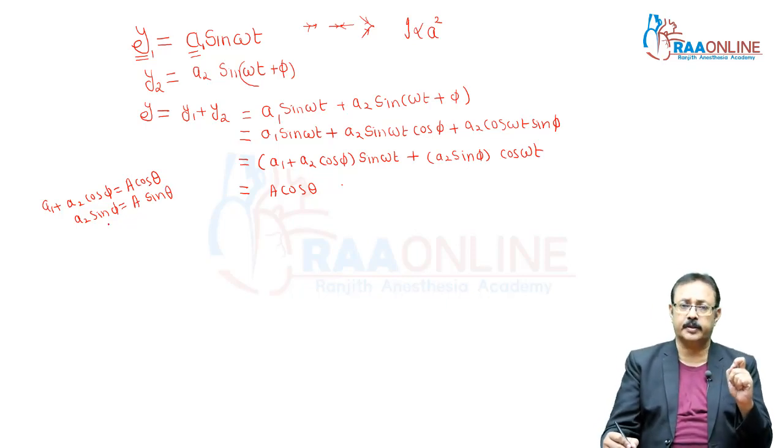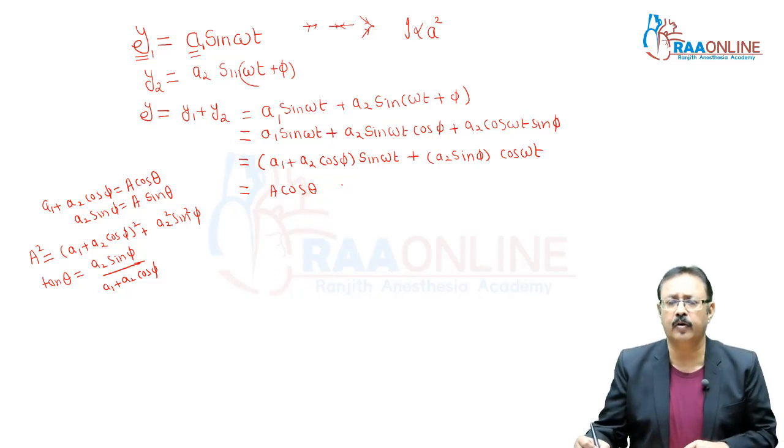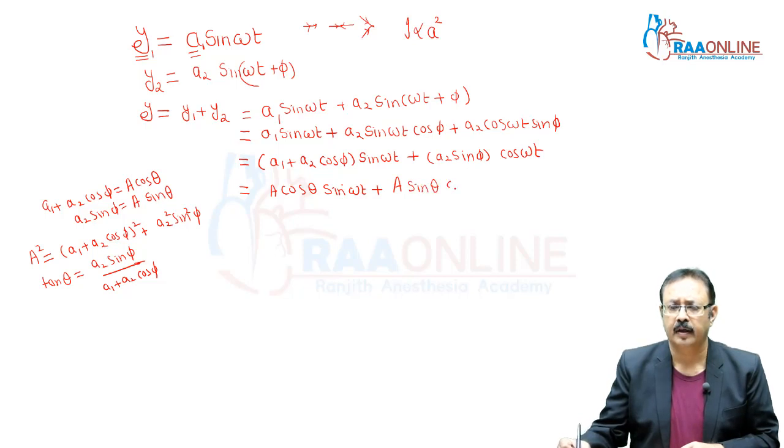If I am introducing two new constants, I should know the values of these two. By squaring and adding, I can get A. A1, A2 and phi are known quantities. A squared equals (A1 plus A2 cos phi) squared plus A2 squared sin squared phi. And theta, I get by dividing the second by the first: tan theta equals A2 sin phi by A1 plus A2 cos phi. So what I am getting now is A cos theta sin omega t plus A sin theta cos omega t.